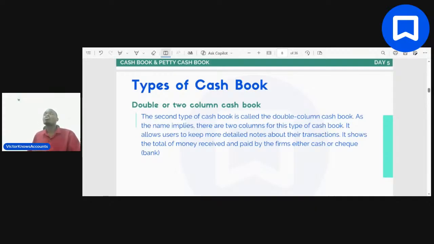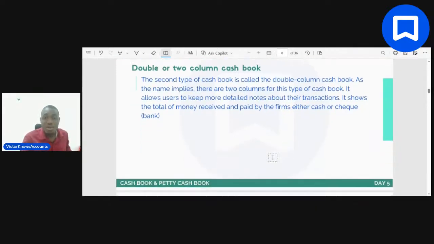Is that fine? So while under the single column cash book you only have cash transactions, for your double column cash book, you can show both transactions in cash, I mean physical cash, and bank. That is money received through cheque, wire transfer, bank transfer, any movement of money that affects the bank now enters what?